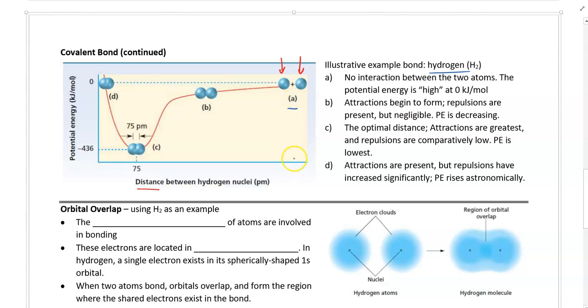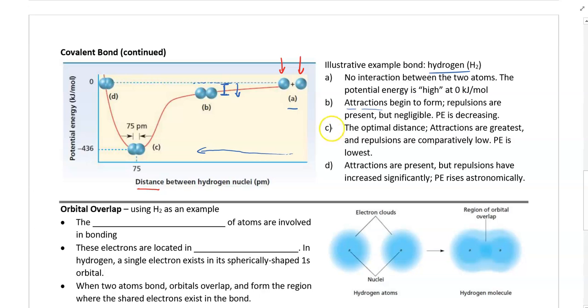If I make my distance a little bit smaller, moving towards the left from point A to point B, these two atoms, which were really far apart, are now a little bit closer to each other. As they get closer, those attractions begin to form. Repulsions are present, but we can consider them negligible at this point. And you can tell right here that potential energy is decreasing, because it started off at 0, this line here in blue, and now from here to here, potential energy has dropped. Therefore, the attractions are allowing the stability to be better.